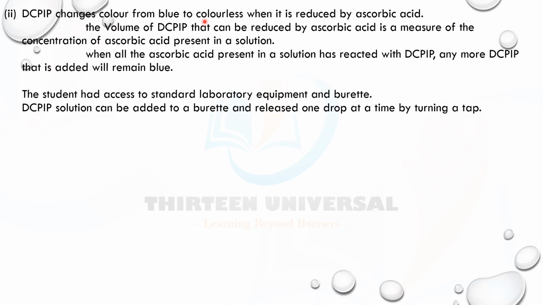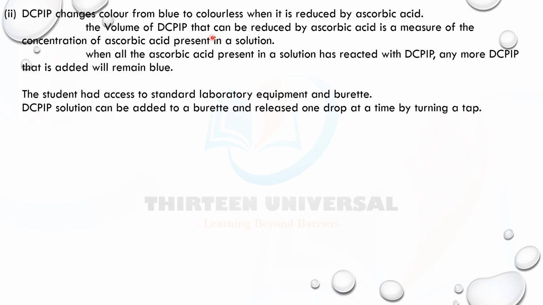So it changes color from blue to colorless when it is reduced by ascorbic acid. The volume of GCPIP that can be reduced by ascorbic acid is a measure of the concentration of ascorbic acid present. Okay, so you see they have established a relationship here. That's why I say read in between the lines, look out for relationships, patterns, trends.